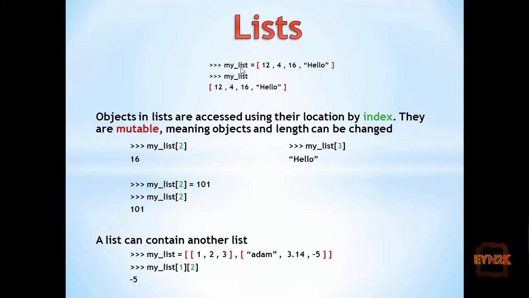So we take the example of my list equal to the values of 12, 4, 16 and the string hello. If we print back my list to the console, we'll get back the list as printed here.